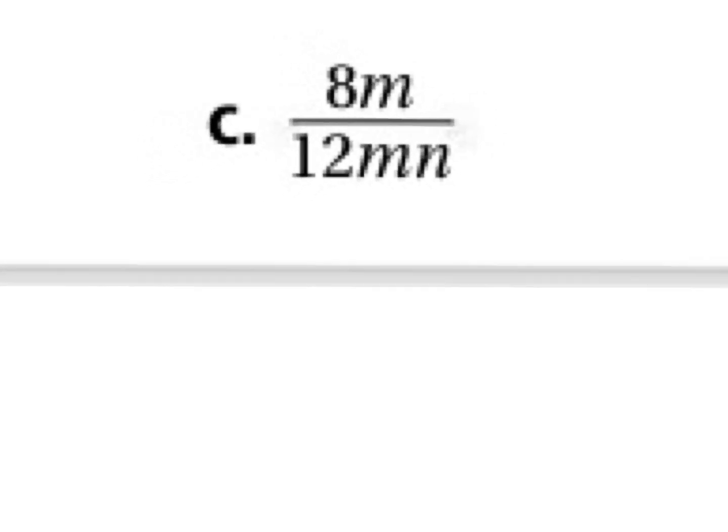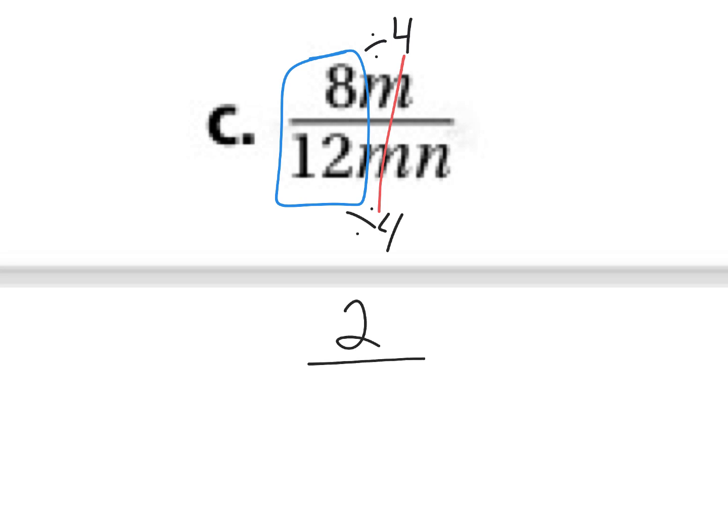And then if we look at part C, everything's being multiplied, so we can reduce the m's, the factors of m. And then also the 8 and the 12, we can reduce those down. We can divide both of those by 4. So 8 divided by 4 is 2, 12 divided by 4 is 3. So we've got 2 over 3n.